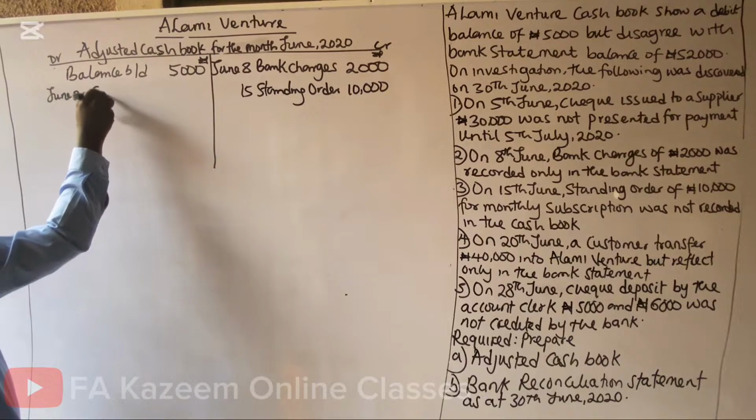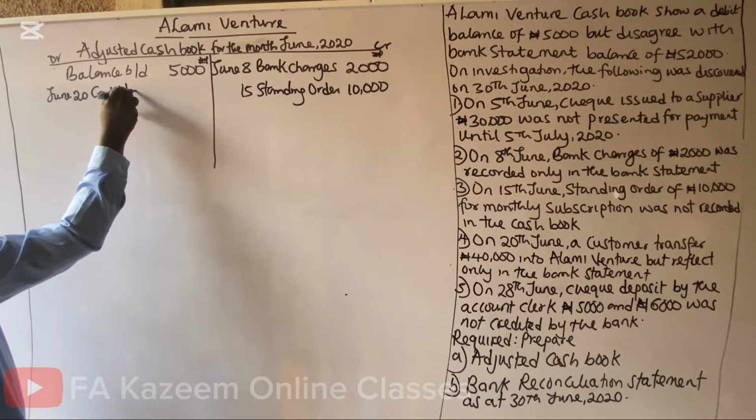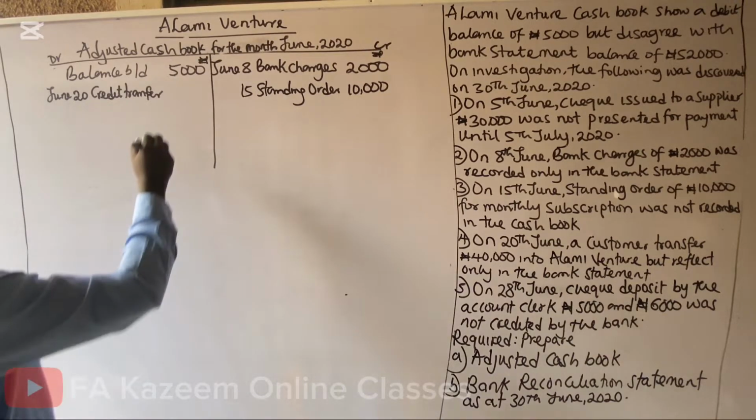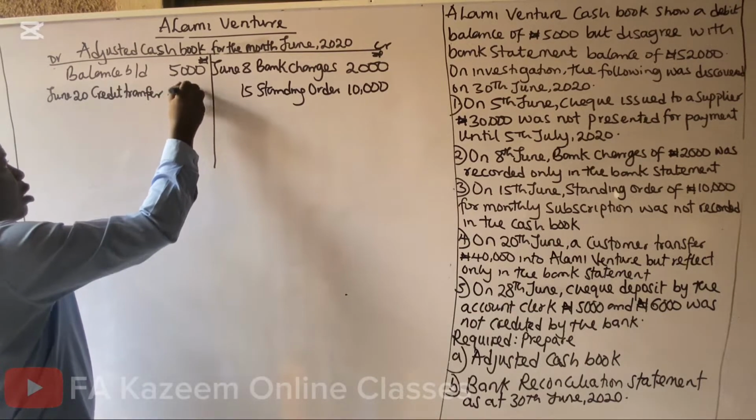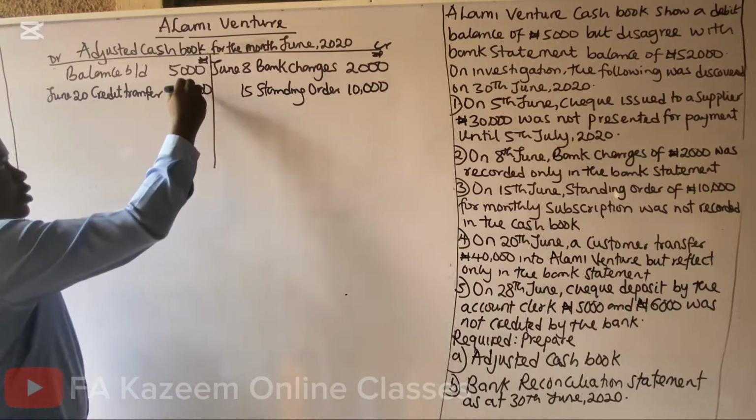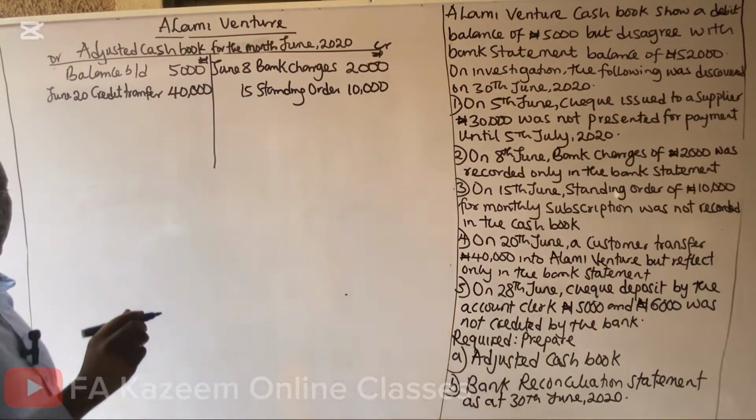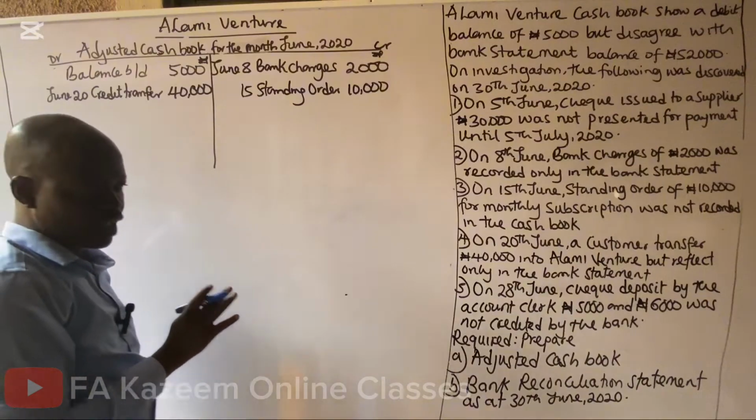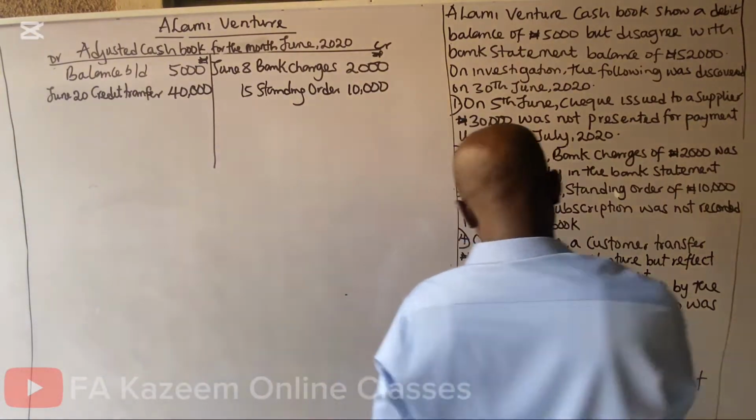We call it credit transfer. How much is the credit transfer? 40,000 naira, which is also another omission on the part of the customer. After this, we look at number 5.